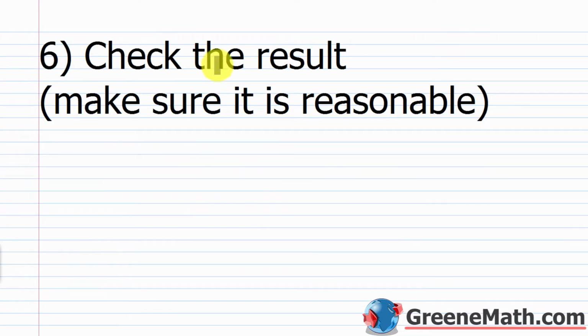Then lastly, we want to check the result and make sure it's reasonable. For example, if you're asked how many people are on a train and you get an answer of 24.65, you're probably wrong, right? Because there's not 0.65 of a person. So you're looking for a nice whole number. Or let's say they ask how many people are on a train and you get -7. Well, that doesn't make any sense. So when you're solving word problems, you need to make sure that your answer is reasonable. If it's not, you probably made a mistake.